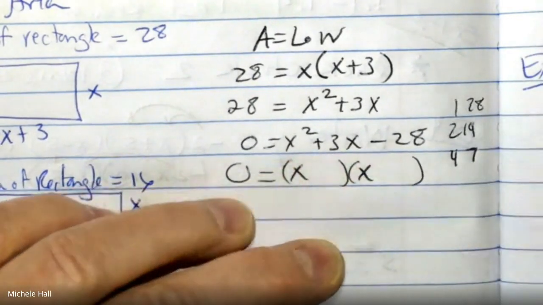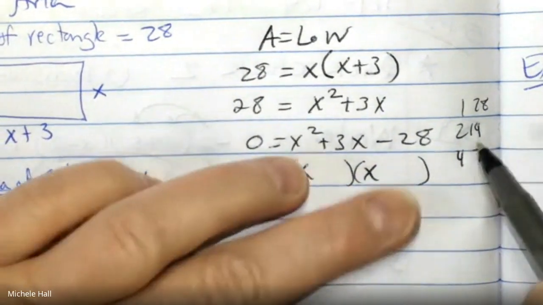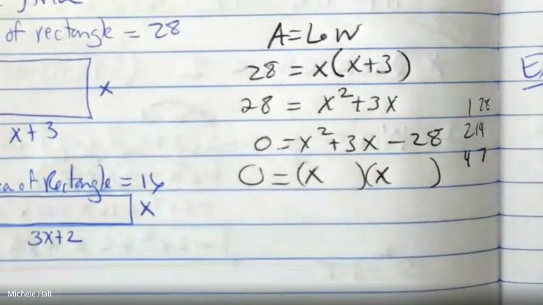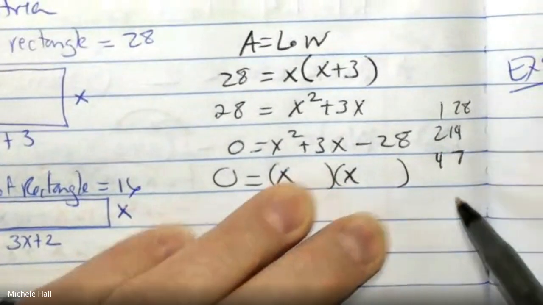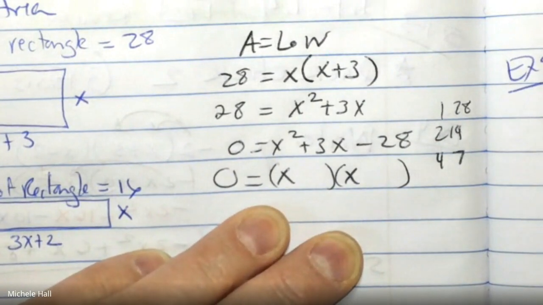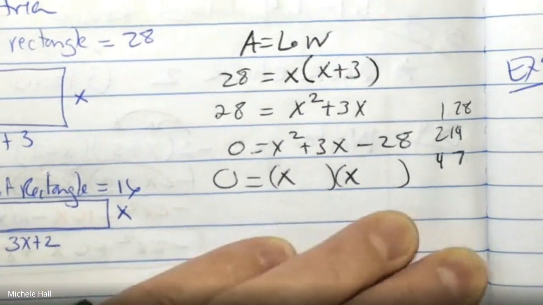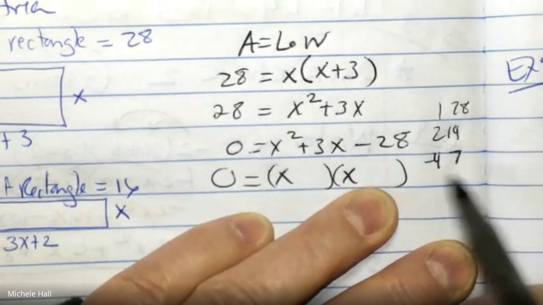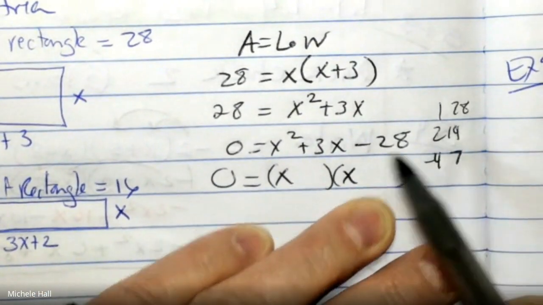So I usually check my divisibility rules 1 through 10, and most of the time it makes me loop around to the other side. So out of those factors of 28, which ones will add to 3? And when I say add, I mean adding integers. That means positive and negative numbers. 4 and 7. What do the signs on 4 and 7 have to be to get a positive 3?